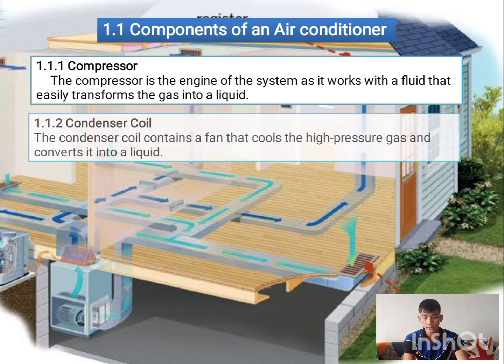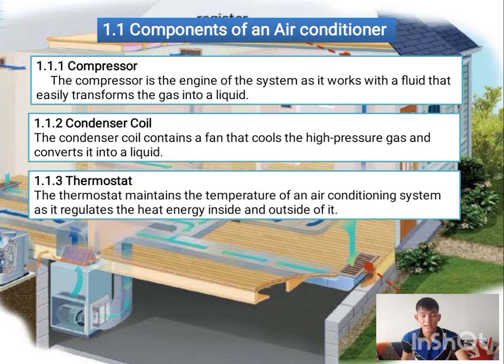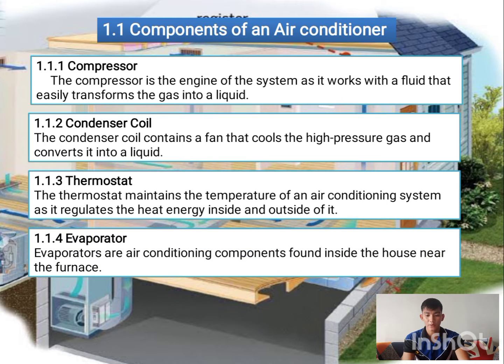Then next, condenser coil. The condenser coil contains a fan that cools the high pressure gas and converts it into a liquid. So from high pressure gas, it converts into a liquid, from hot to cool. Then next would be the thermostat. The thermostat maintains the temperature of an air conditioning system as it regulates the heat energy inside and outside. Depending on the design, the thermostat is either set manually or automatically.